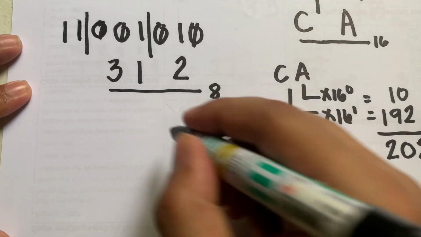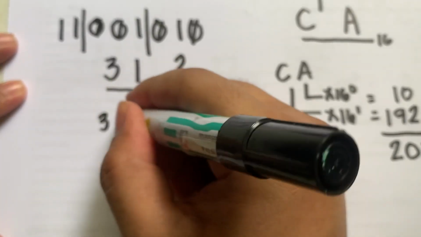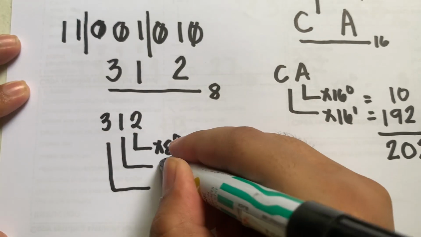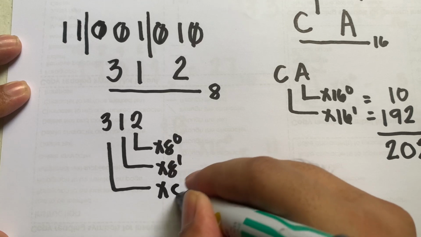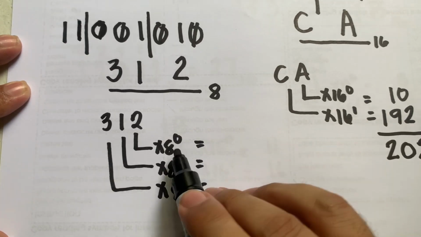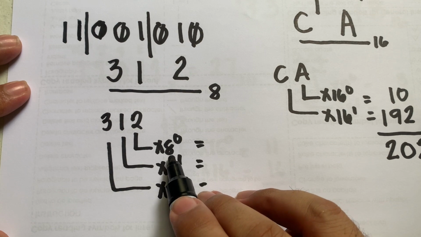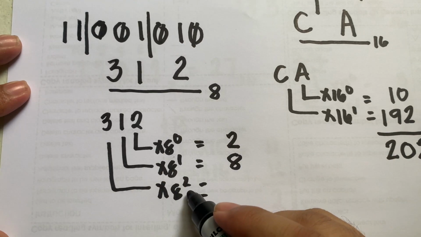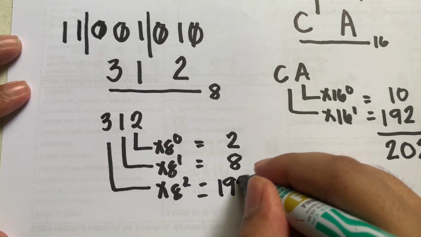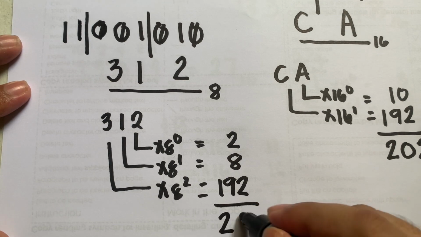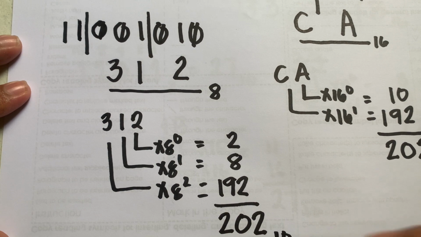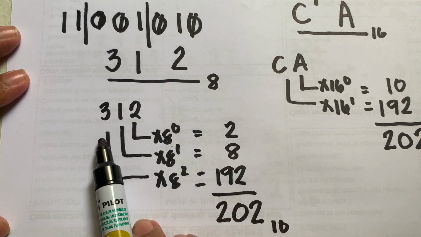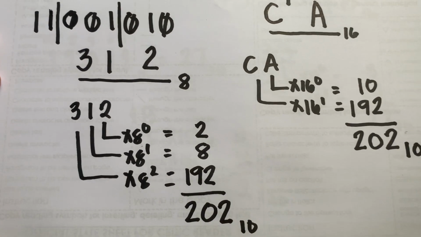Now if you want to use the octal equivalent, you can simply multiply it by exponents of 8, since we are going to use the octal. So 8 raised to 0, 8 raised to 1, 8 squared. So 8 raised to 0 is 1, times 2 is 2. 8 raised to 1 is 8, times 1 is 8. 8 squared is 64, times 3 is 192. If you add them, they give the same answer, which is 202. So you may use either the hexadecimal equivalent or the octal equivalent in converting it to decimal.